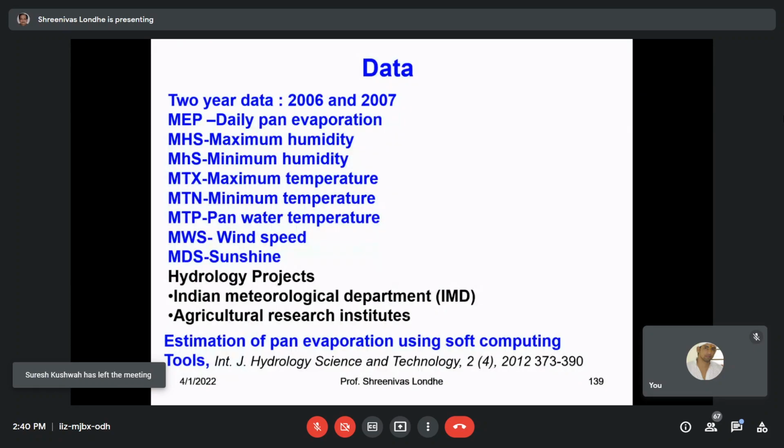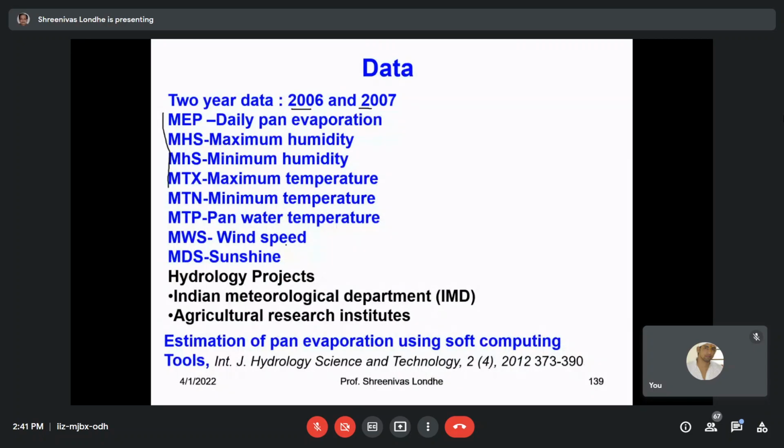We were having some data. My first student, Dr. N.D. Chowdhury, was working in Nasik at that time, and is still working in Nasik. In the Agricultural Institute, they had a full climatic center and they had 2 years of data, 2006 and 2007. And this is what they were measuring consistently. You can see that these are the values of hydrology and evaporation and the parameters which are influential.